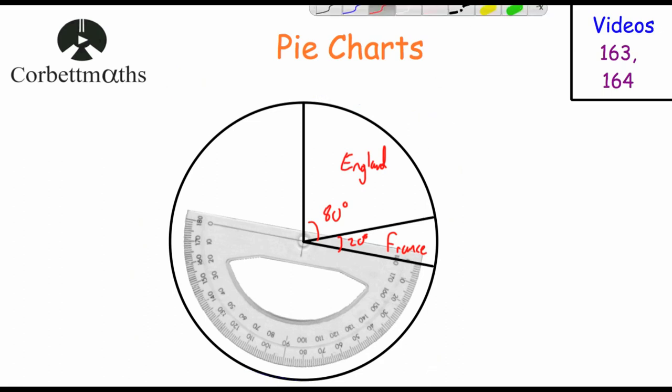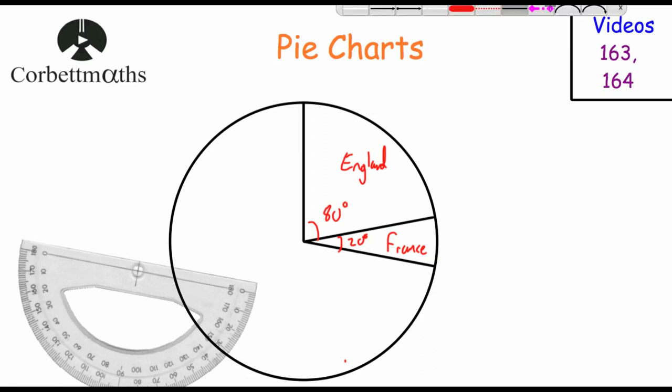And then we're going to go from zero around to 60 degrees for the Irish fans. So to there, 60. Move our protractor and draw a nice straight line from the center of the circle through that point and to the edge. And again, we're going to label it for Ireland. And we can put the angle in if we want to, so that's 60 degrees, but you don't need to do that bit. But again, label it for Ireland.